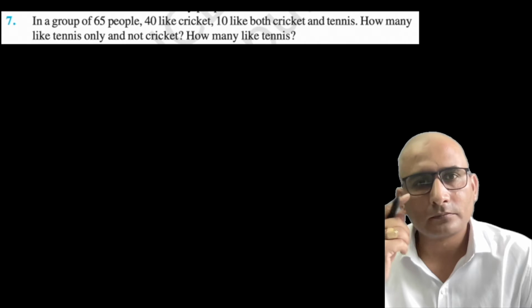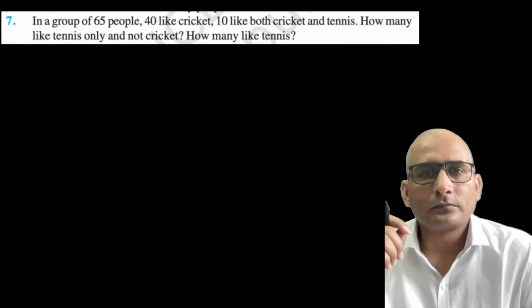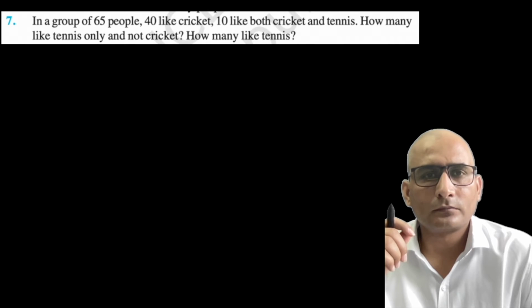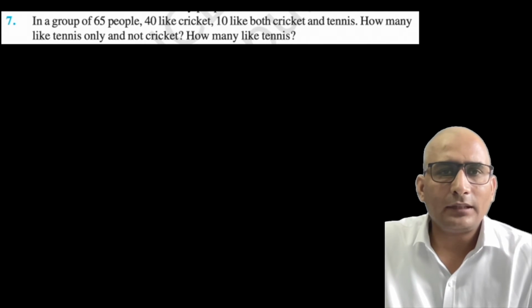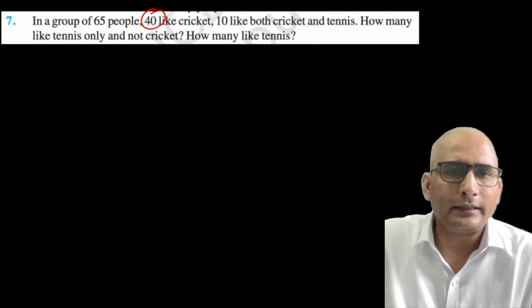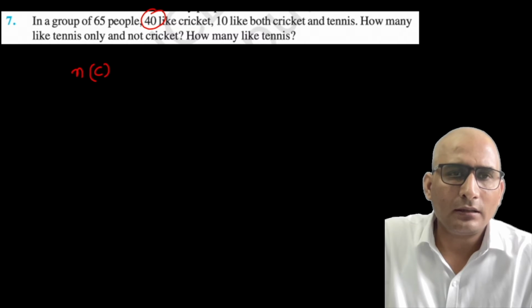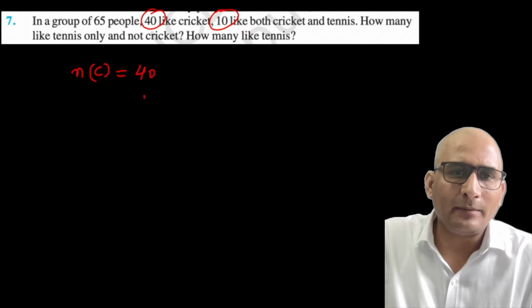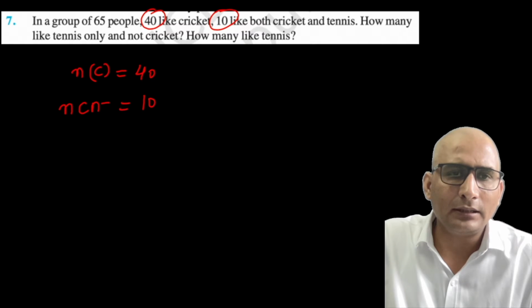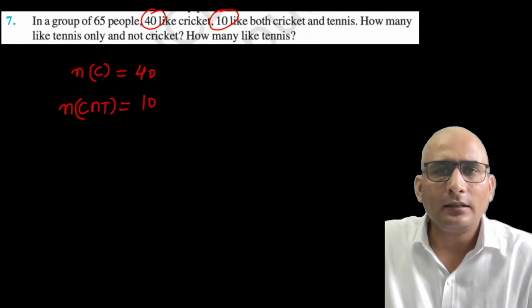In a group of 65 people, 40 like cricket, 10 like both cricket and tennis. How many like tennis only, not cricket? Look at this. What is given in the question is 40 like cricket. So let me write the given data first. NC, number of cricket, is 40. 10 like both cricket and tennis. 10 means it is the common element between cricket and tennis. So it is common, meaning C intersection T.